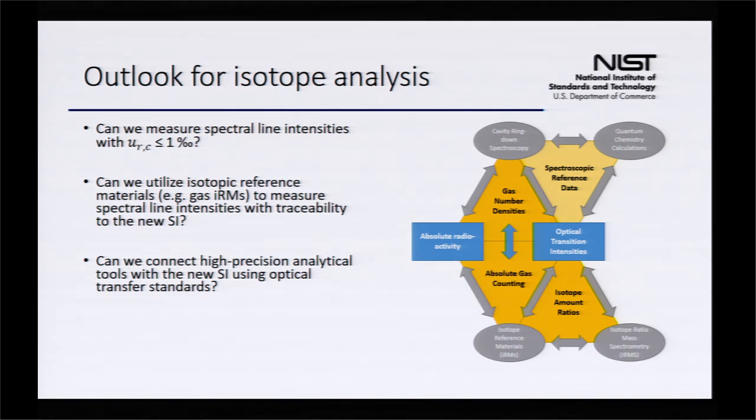And going one step further, if we start to connect that back down to the isotopic reference materials, now we really have this interaction between absolute radioactivity, absolute gas counting, gas number densities on the radionucleotide side, as well as the stable isotopes. So we think there's a ton of connections here just within NIST, and I'm sure that many of these connections are also out there across working groups here at the CCQM.